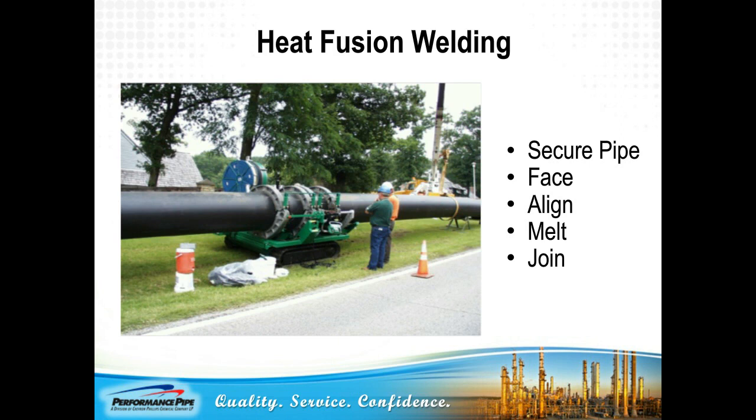Heat fusion welding. This slide shows the standard fusion parameters for PE4710 materials, which require fusion equipment to perform the standard procedure: secure the pipe, face the pipe, align the pipe ends, melt the pipe ends, and then join the pipe and hold until the joint is cool.